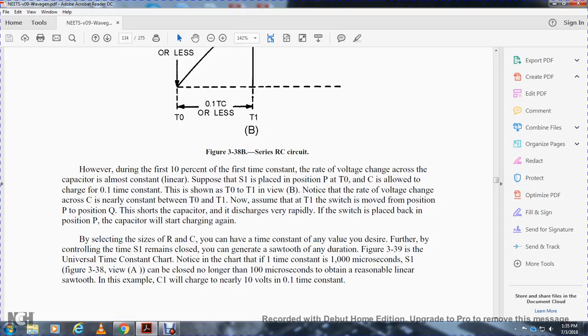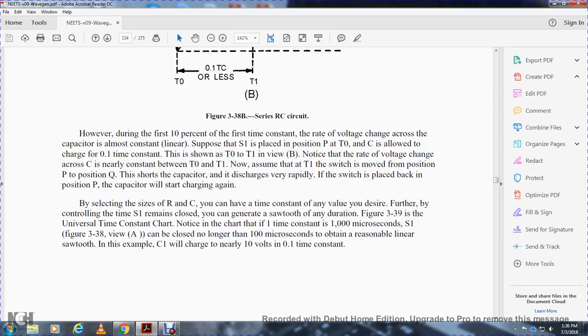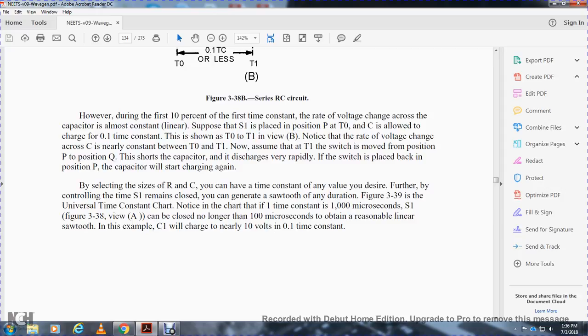Now assume that at T1, time 1, the switch is moved from position P to position Q. Shorting the capacitor, it discharges very rapidly. When the switch is placed back in position P, the capacitor starts to charge again. By selecting the sizes of R and C, you can now have the time constant any value you desire. By further controlling the time switch 1 remains closed, you can generate the sawtooth with any duration.